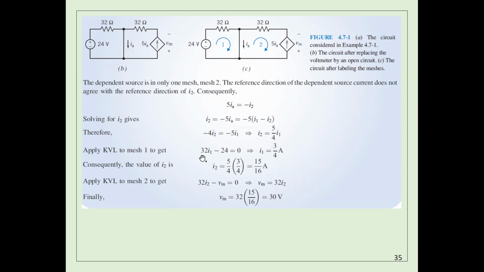Once I have I1 and I2, how can I get the voltage here? In this case, I have to apply Kirchhoff voltage law in the loop here. So the voltage drop here is equal to the voltage drop here. Since I already have I2, I can get V. Any questions?